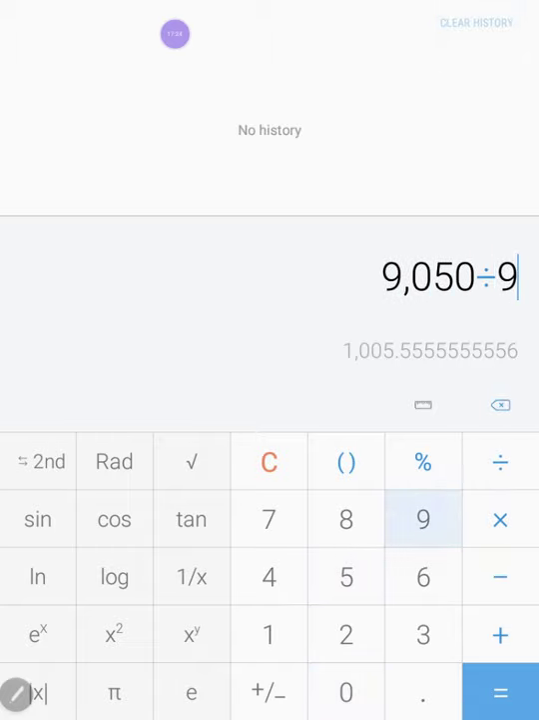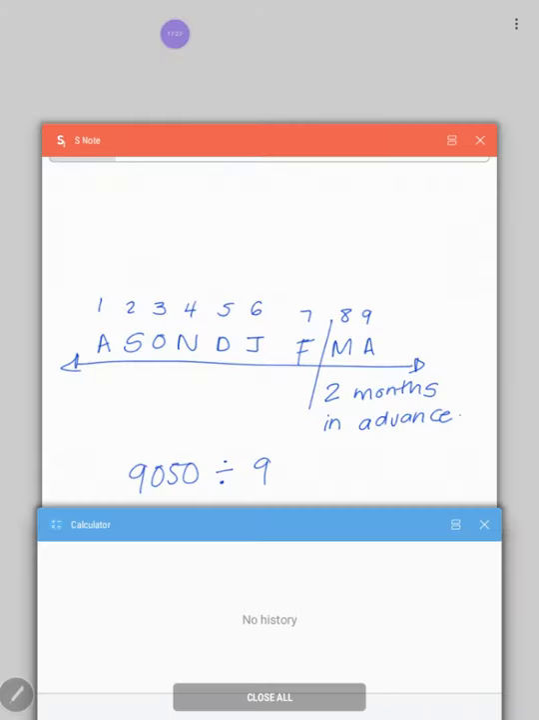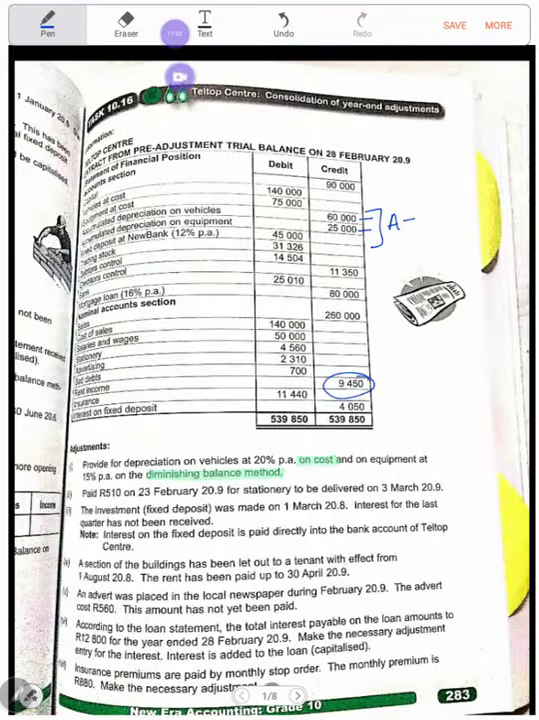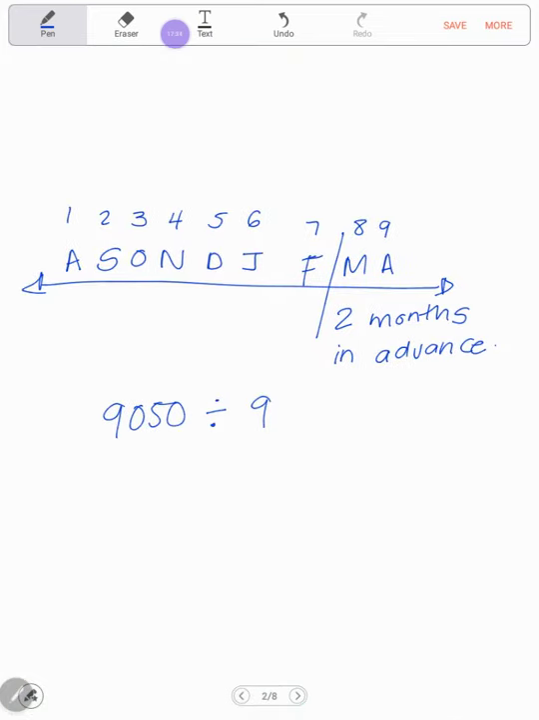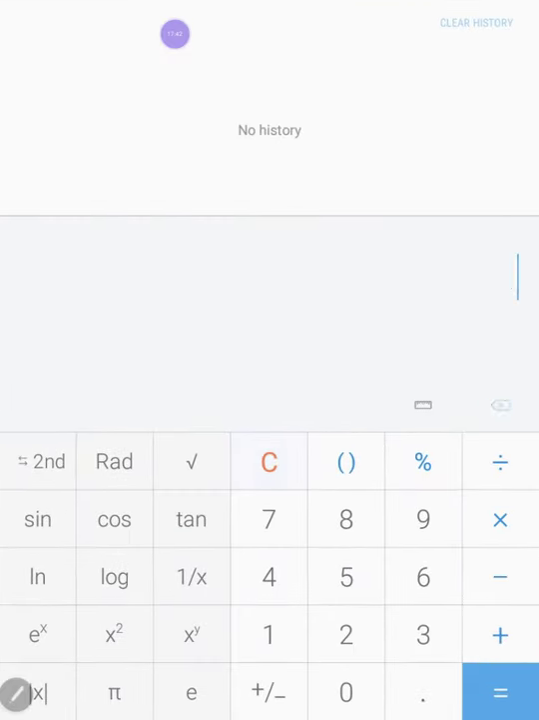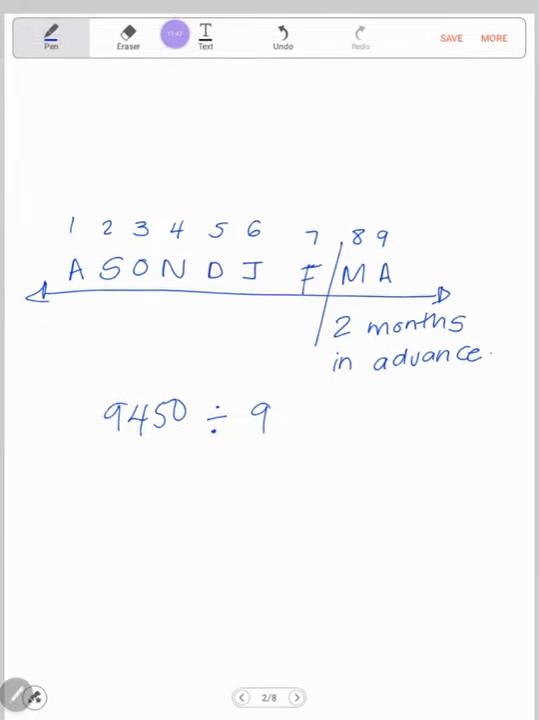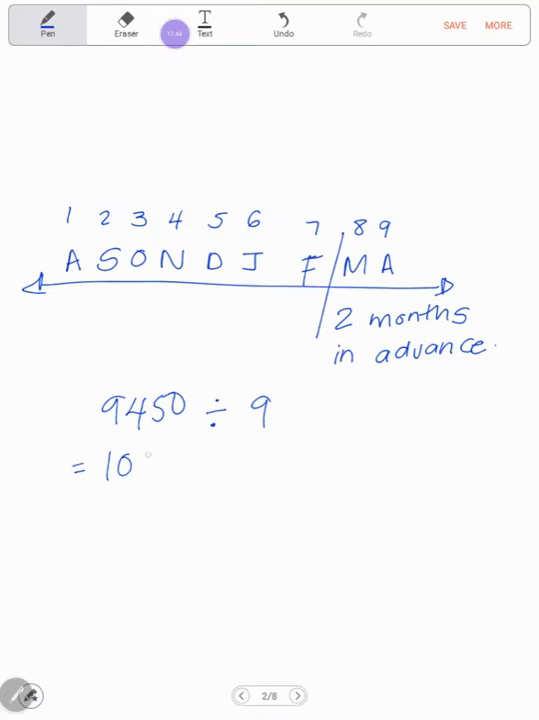$9,050 divided by 9 is 1,005. Did I get the correct amount? That's 9,450. Sorry guys, 9,450. 9,450 divided by 9 is 1,050. So the rent that we charge per month is 1,050.